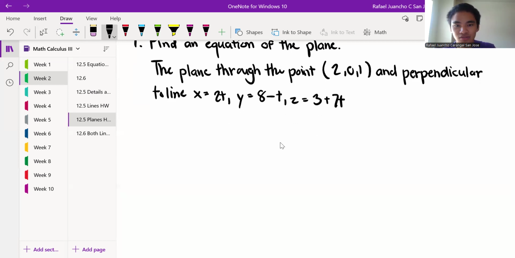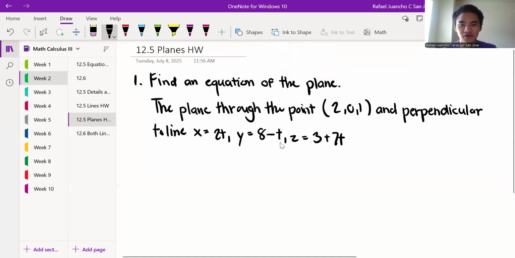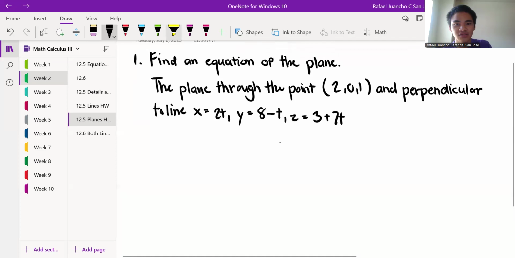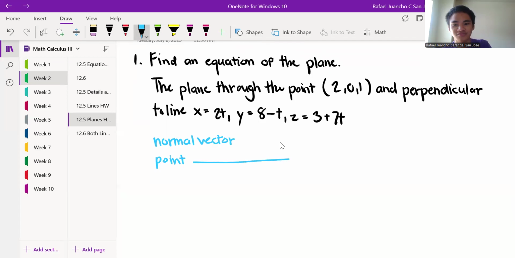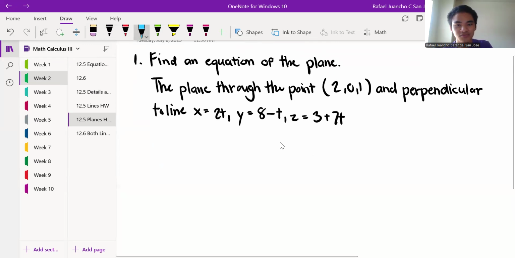Okay, now first, when we want to find a plane, we basically need a normal vector and some point. We actually already have the point, which is this thing. Now we just need a normal vector. So that's what we're going to do. We're going to find a normal vector, which we'll just denote as n.